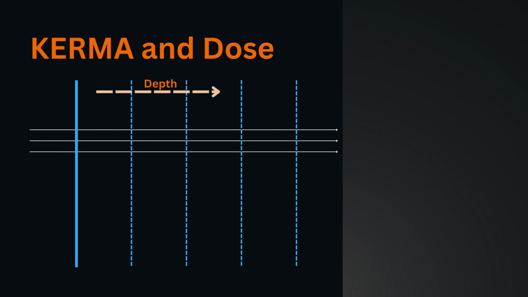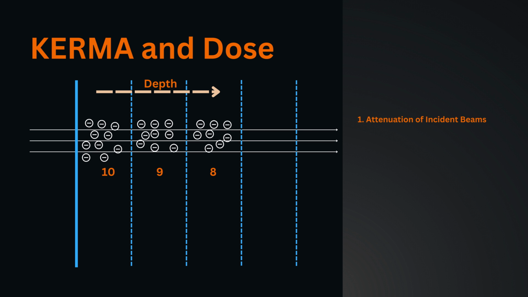In reality, the incident photon beam undergoes attenuation, resulting in a decrease in energy fluence with depth. Consequently, both the number and energy of generated charged particles also decrease with depth. For simplicity, let's assume that the generated particles all move forward. As a result, the maximum collision KERMA is produced at the surface layer and then decreases with depth.